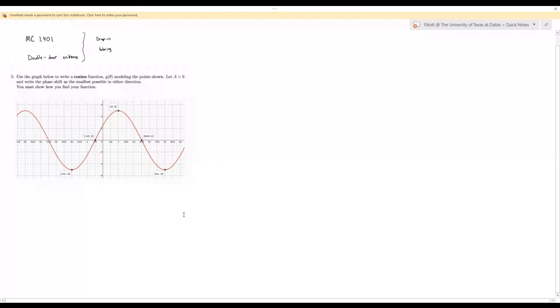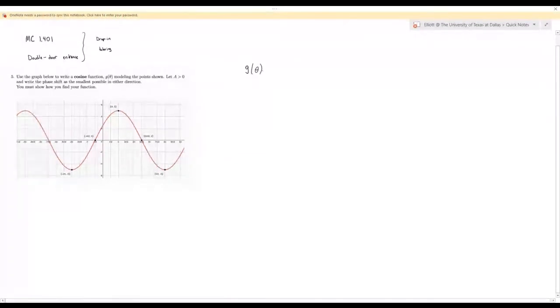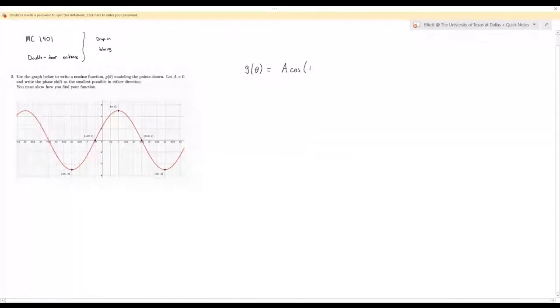So use the graph below to write it as a cosine function, and write the phase shift as small as possible in either direction as well. Okay, I see. So I guess maybe the first thing that comes to my mind is that as a cosine function, we could maybe try to write it in this kind of form.